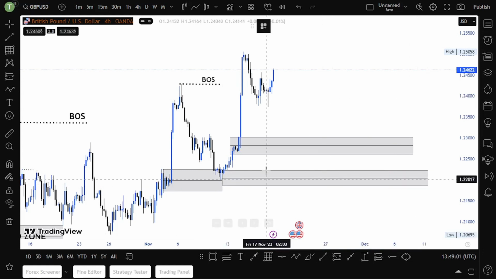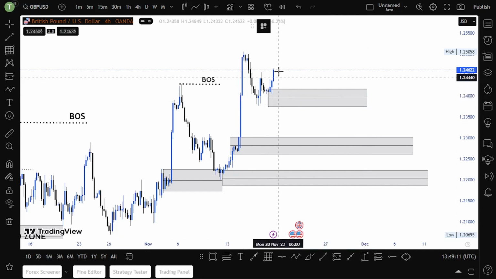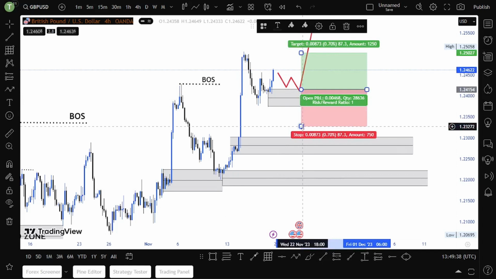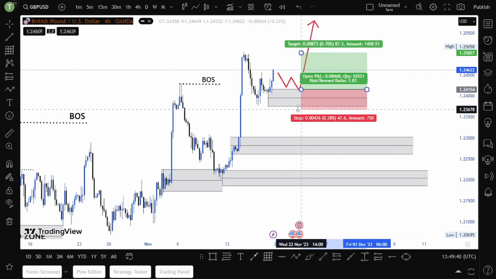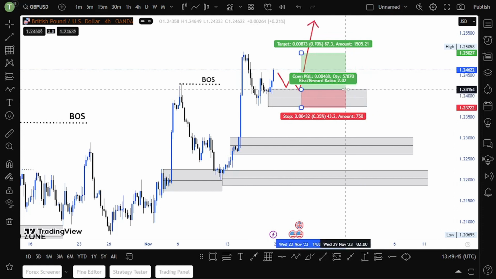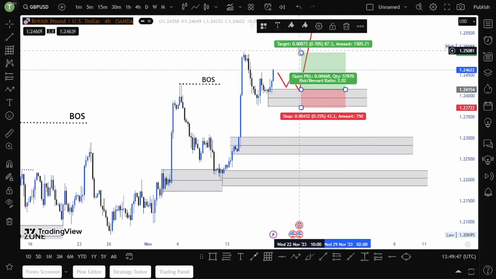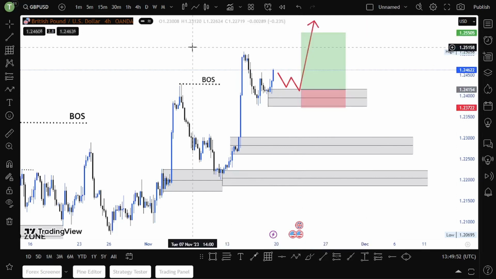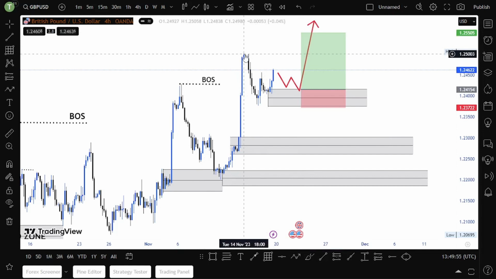my demand zones. So now if price comes and pulls back, and then we buy here, and then price continues to the upside, we would be buying here, and we put our stop loss just below this low, and then we would target a 1 to 3 risk reward ratio. So that is our view on GBPUSD.